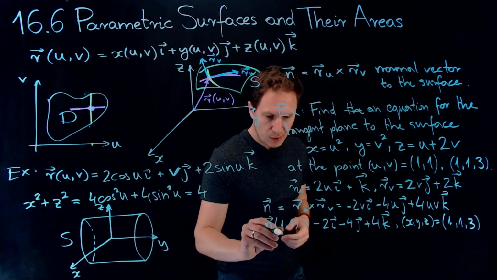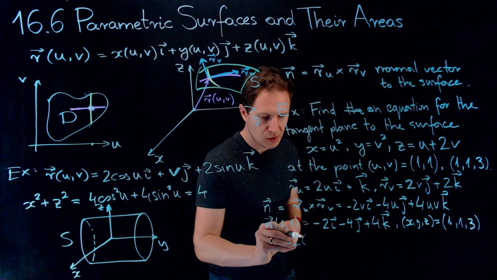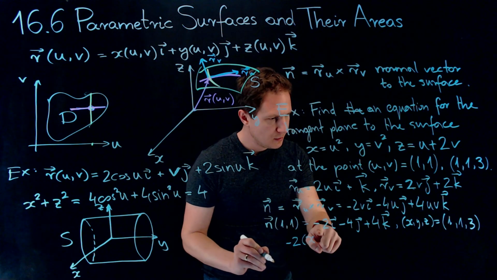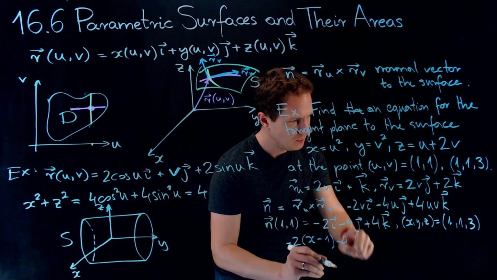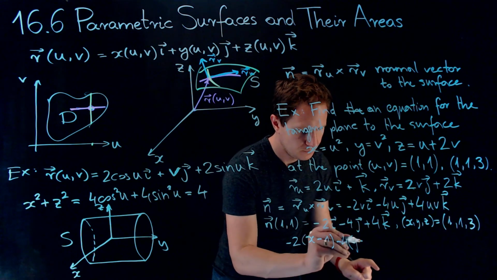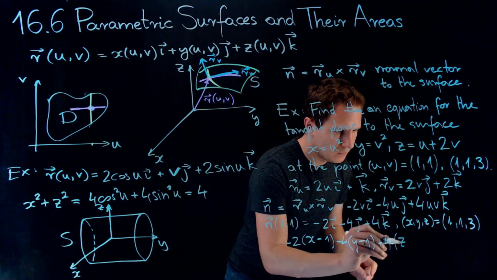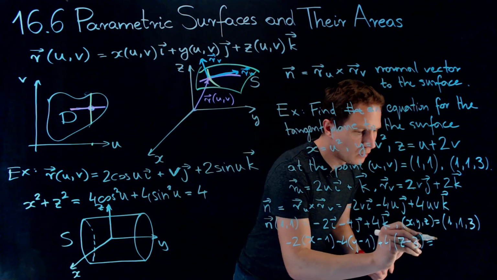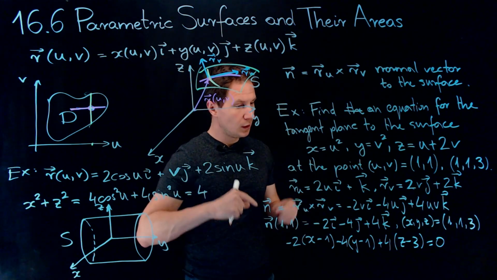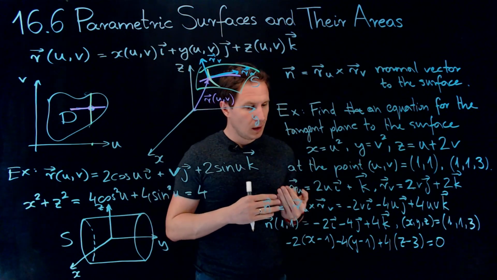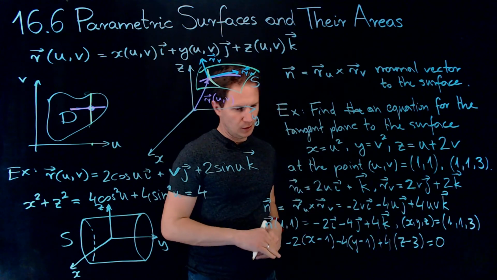So we can write that an equation for the tangent plane would be minus 2 times x minus 1, minus 4 times y minus 1, and plus 4 times z minus 3 equals 0, because this is the dot product of the normal vector with any vector sitting in the tangent plane. And that should be 0 as the normal vector is perpendicular to the tangent plane.